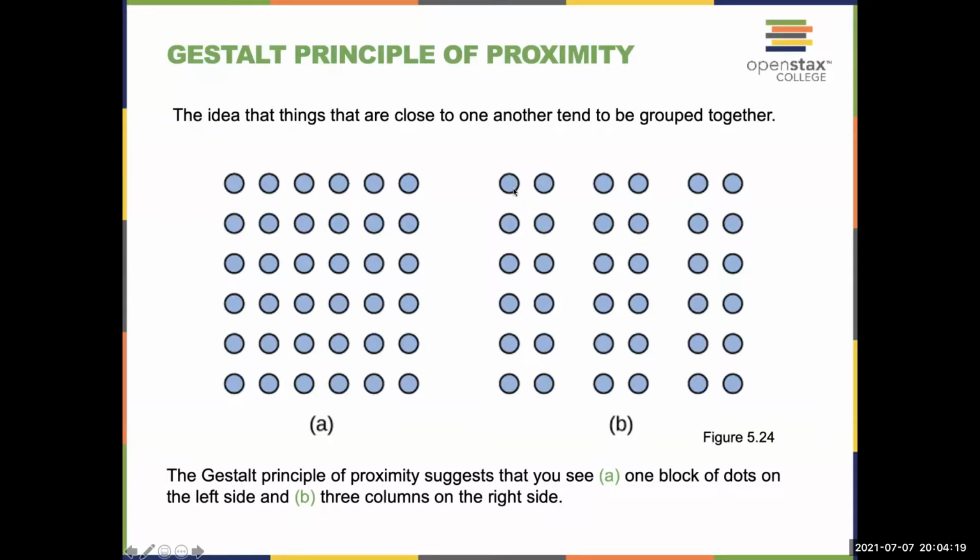Even though the individual parts are individual dots, when we're first looking at it, it's like, no, this is a block. This is a column, for example.